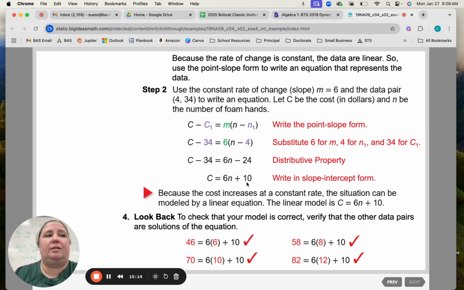Okay, did you hear, Thompson? That was good recognition there. With this equation, remember the rate of change. So this is how much it costs per foam hand. And the 10 just represents it costs a flat fee of $10. Shipping and handling. Right? So shipping and handling is $10, and then every finger you order is $6.